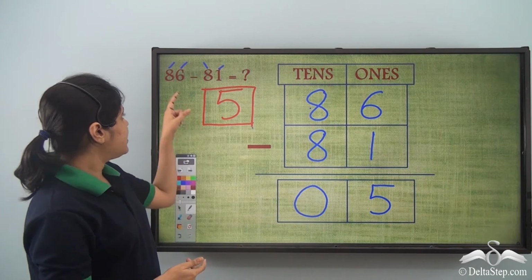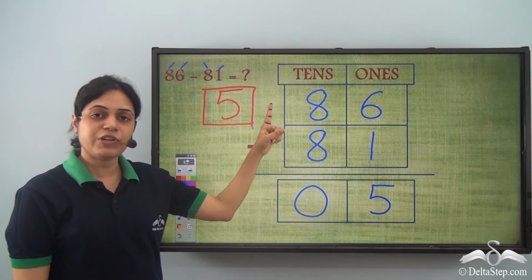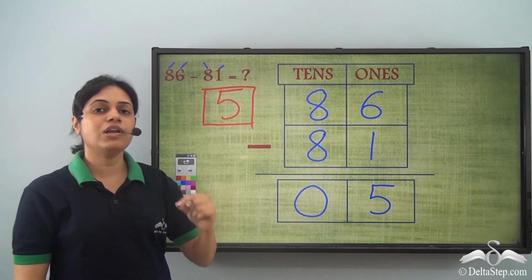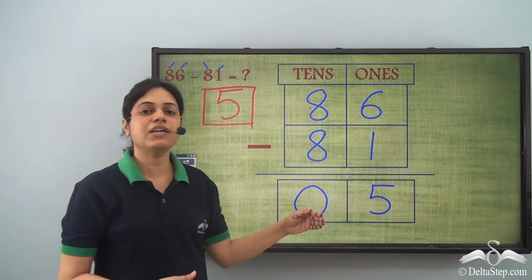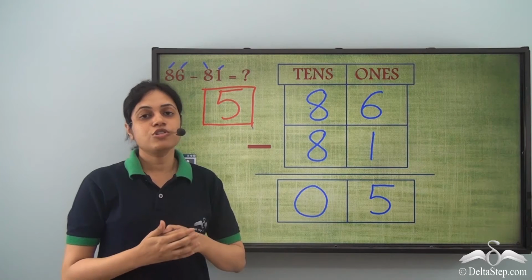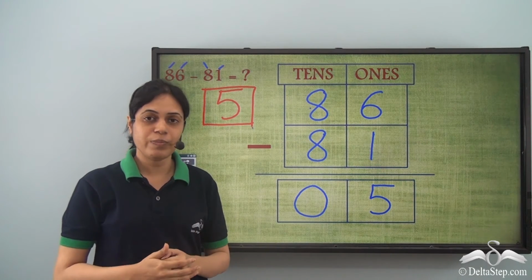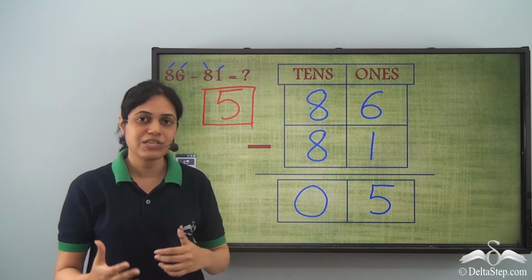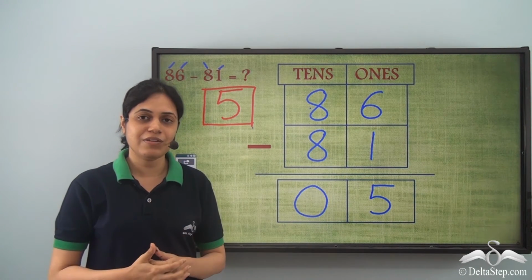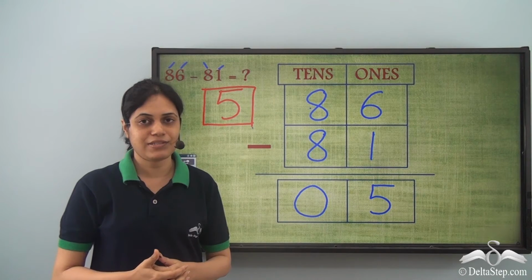So we see that the answer of such huge subtractions can be such a small number as 5 as well. It depends on what the numbers are. So why don't you try out this new method of subtracting huge numbers, big numbers, till you are very familiar with it and you get them all correct.